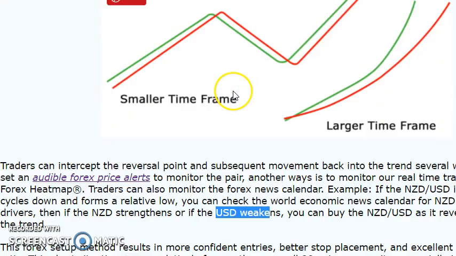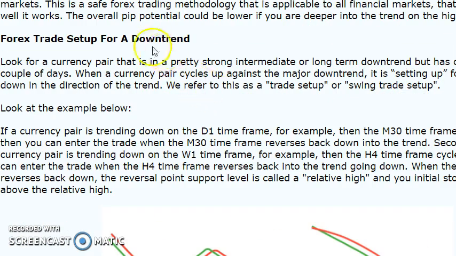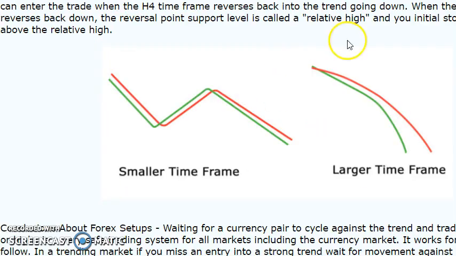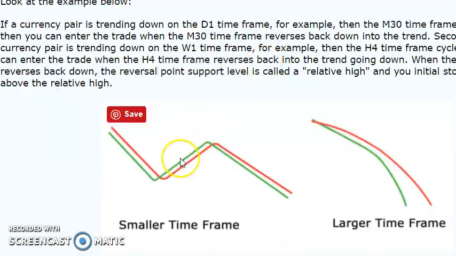Okay, now let's repeat the process here for a downtrend. Now we're looking at a downtrend. First of all, you always have the larger time frame trending down, and then the smaller time frame cycles up against the trend, and then reverses back into the trend. This point here is called a relative high. Over here it was called a relative low. Over here it's called a relative high.